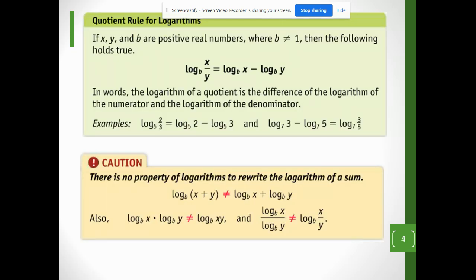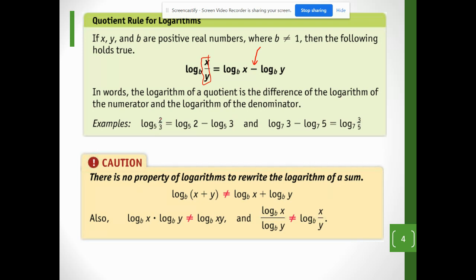Now, remember, multiplication, we split it as addition, right? That's what we just did. So now we're going to call this the quotient rule. Quotient means just a division, but on logarithms, if it's given to me as a division, x divided by y, I'm going to split it as a minus. So instead of times, remember multiplication, we split it as addition. Division, we split it as a subtraction.